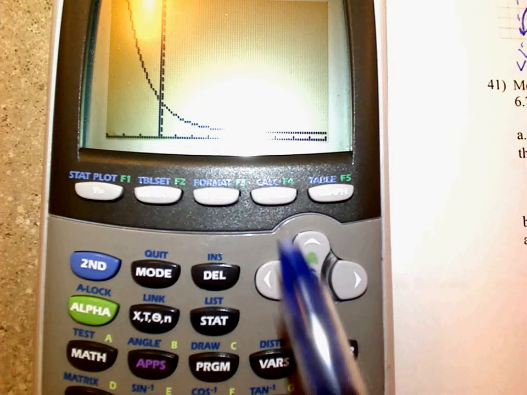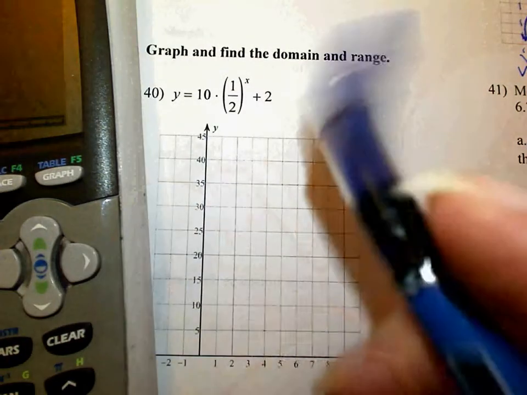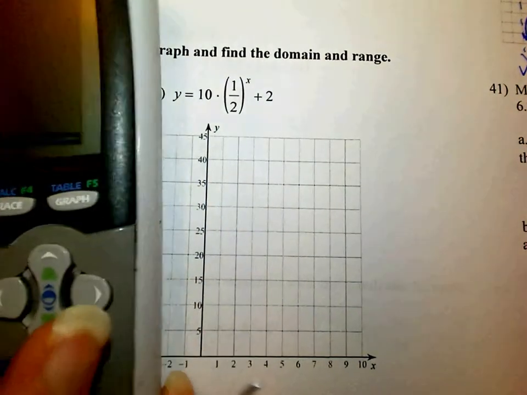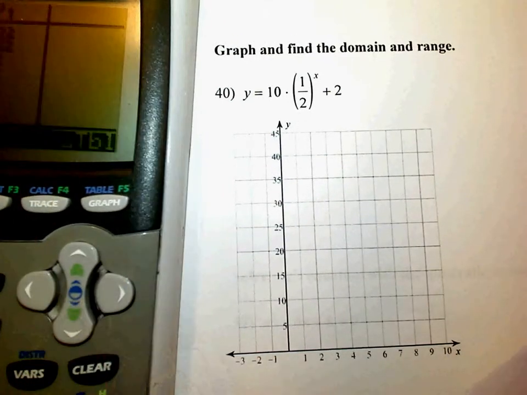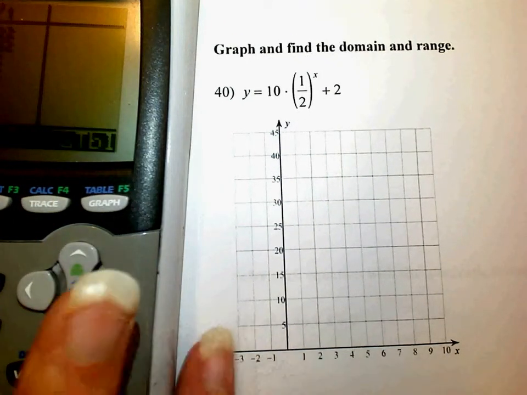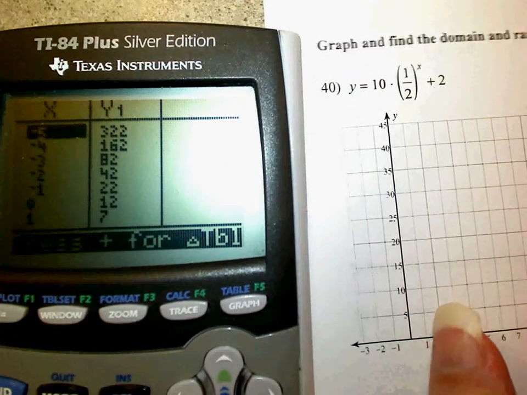Notice how this levels out above the x-axis. That's because this is plus 2, shifted up 2. So when I look at this table, at negative 5, I can't even see it on my graph. So let's graph what we can see.